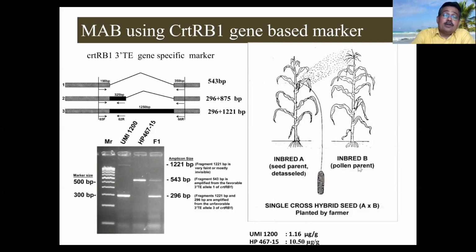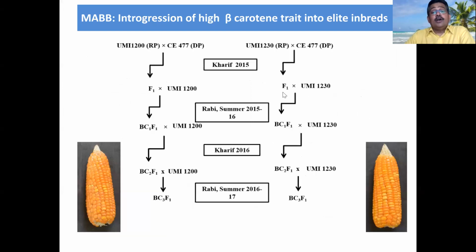So we started backcrossing. This is the CIMMYT donor which we use for backcrossing, with more than 10 ppm beta carotene, which was crossed with 1200, one of the parents. This is the female parent. At the same time we have to cross with the male parent also. So we started in 2015, then we made a cross. We get F1, so again backcrossed with 1200.